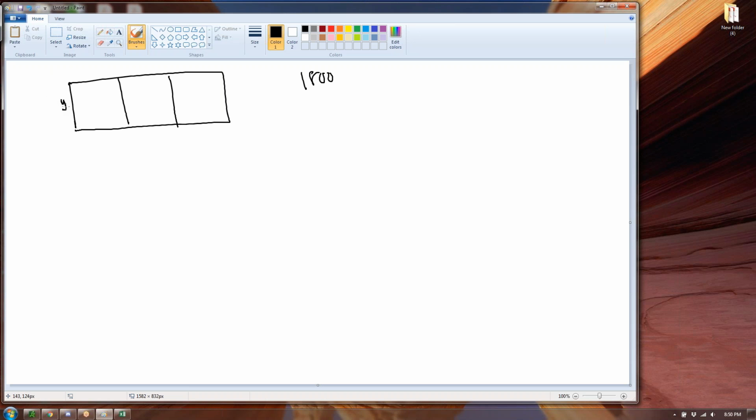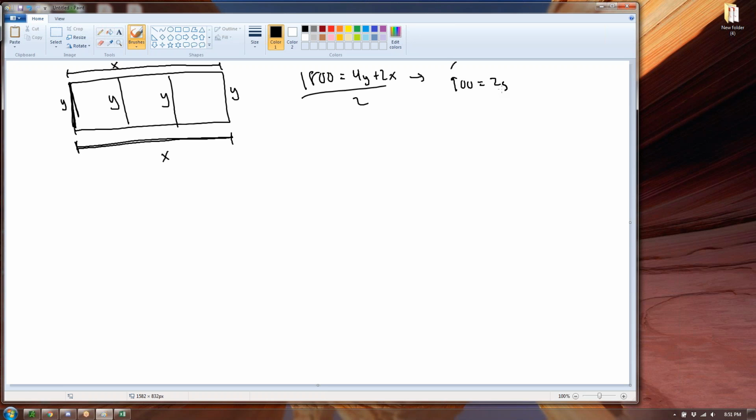I'm going to go ahead and label this as Y, Y, Y, and Y. And I'm going to label this whole thing as X. So this whole thing is X, and this whole thing is X. Because when you look at the dimensions, really, it's the total length here, and then the total width here. So I know that 1,800 has to add up to all the lengths, the 4 Ys and the 2 Xs. And if I divide everything by 2, just to simplify it, I have that 900 is equal to 2y plus x. So that's one of my constraints.